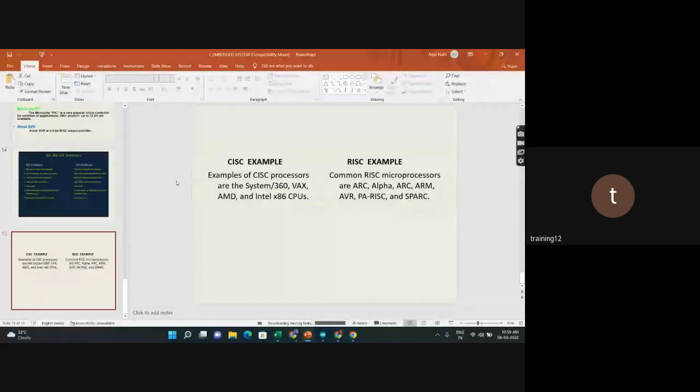In RISC architecture, the instruction set of the computer is simplified. Then, types of AVR microcontroller. There are many types of AVR microcontroller. First is ATmega32, then SRAM data memory, EEPROM data memory, etc. So up to this, everything is clear?